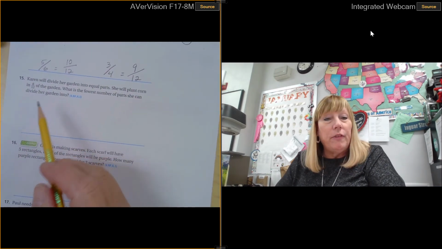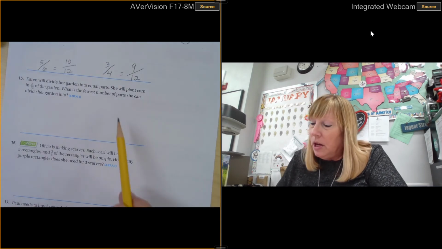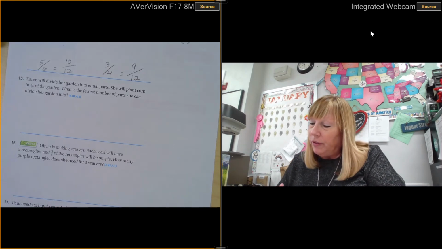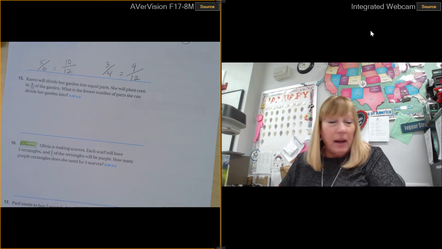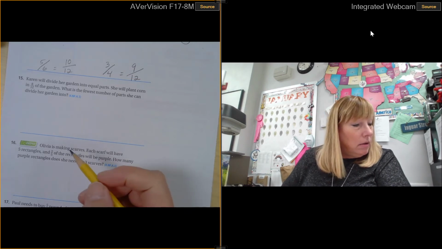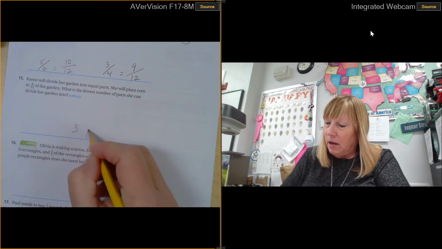Karen will divide her garden into equal parts. She will plant corn in 8/12 of the garden. What is the fewest number of parts she can divide her garden into? And they're saying the answer is 3 parts.